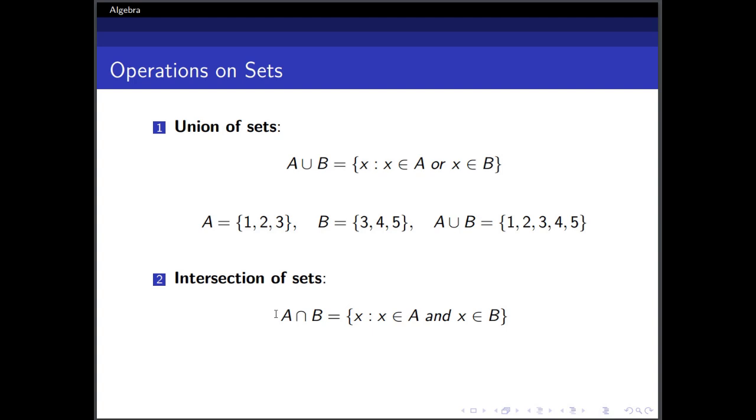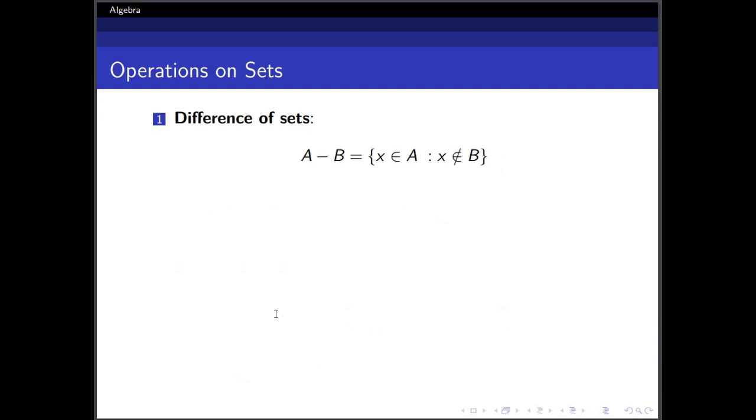Another important operation is intersection of sets, which is defined as A intersection B is equal to {x such that x belongs to A as well as x belongs to B}. So for example, if A is equal to {1, 2, 3}, B is equal to {3, 4, 5}, then their intersection contains only one common element, that is 3.